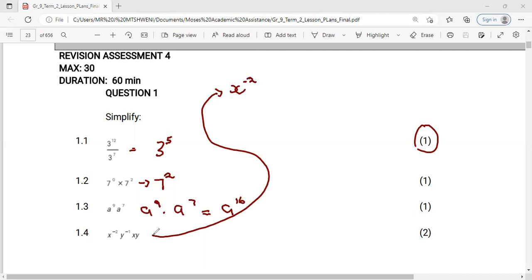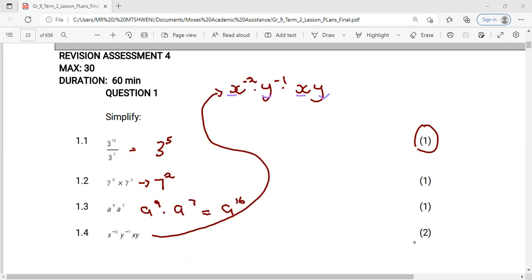x to exponent negative 2 multiplied by y to exponent negative 1 multiplied by x y. Now, when it comes to exponents, we focus mainly on the same base. These are the same. These belong to the same group also.